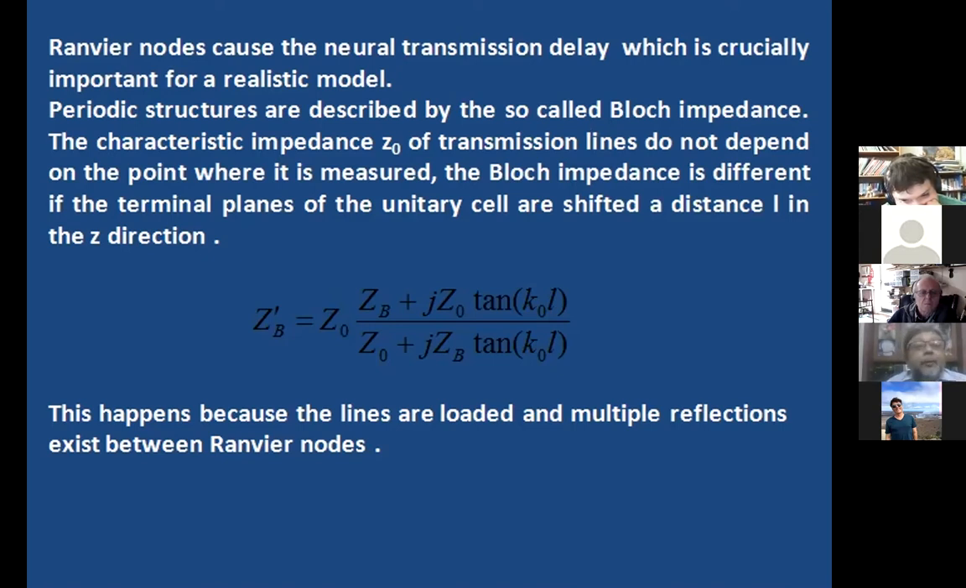The periodic structures are described by the so-called Bloch impedance. The characteristic impedance Z0 of the transmission line does not depend on the point where it is measured. The Bloch impedance is different if the terminal planes of the unitary cell are shifted a distance L in the z direction. Okay, so this is the expression for the impedance. This happens because, within the standard transmission line theory, the lines are loaded and multiple reflections exist between the Ranvier nodes.